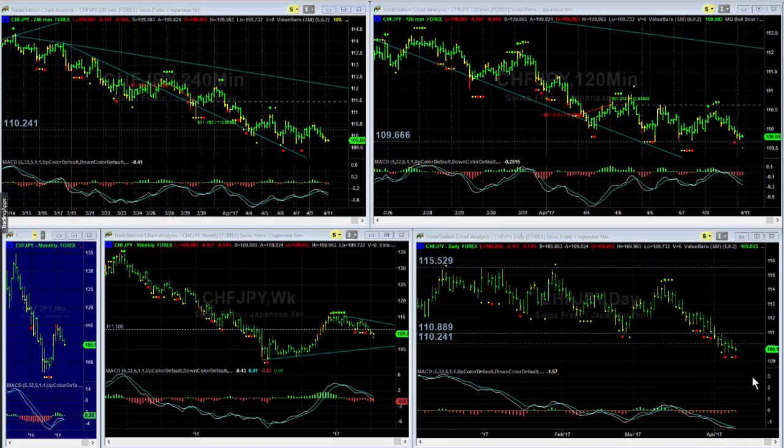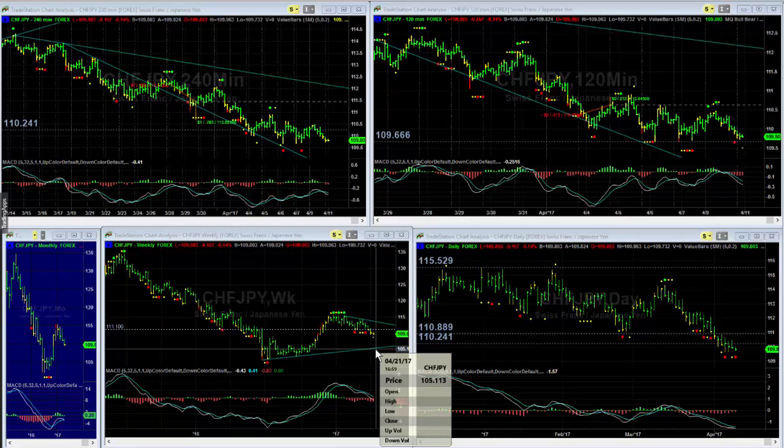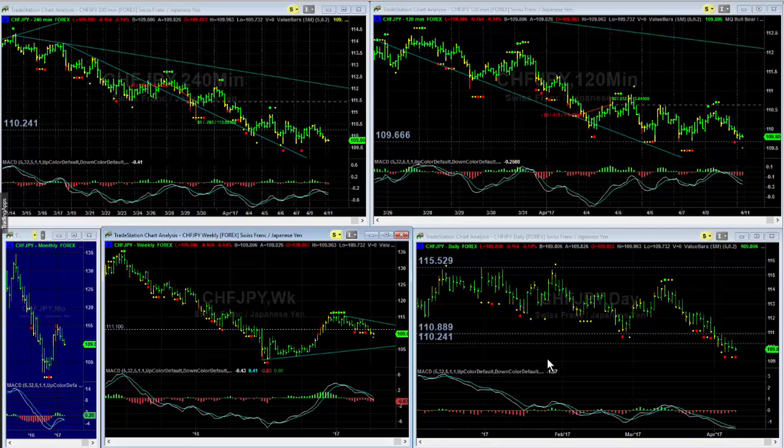We're getting a signal to go lower, and our first target would be down around 105.113 on the weekly. And we could see if we could find some other targets on the higher time frames, including just breaking through that 109.666, and that would be the entry point. So let's see what happens as that gets closer.